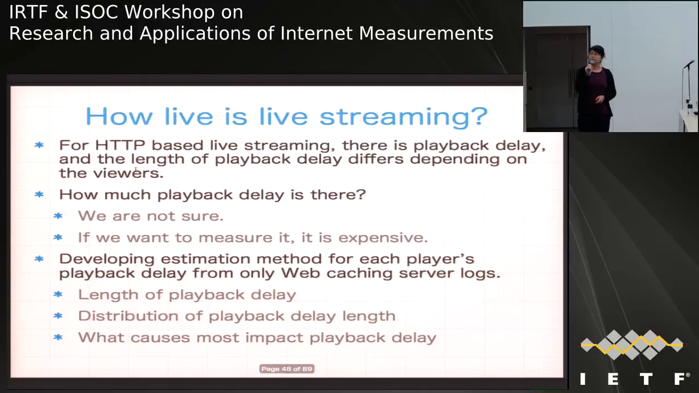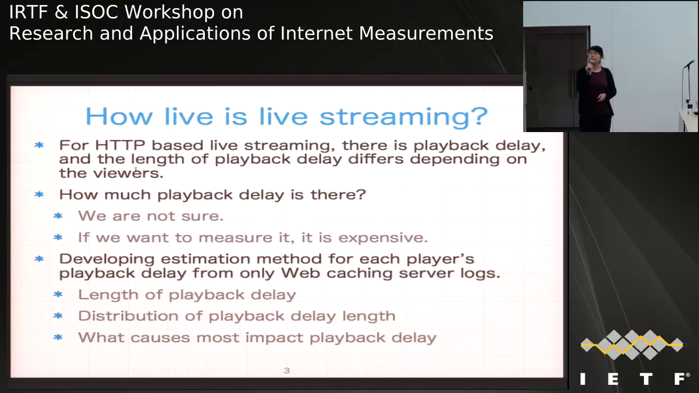Actually, for HTTP-based live streaming, there is a playback delay, even though we say live. And the length of playback delay differs depending on viewers. It means viewers watch different scenes at the same time. How much playback delay is there? We are not sure. And if we want to measure it, it will be expensive.